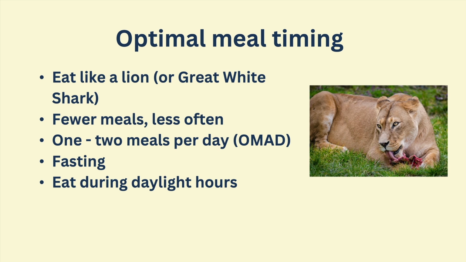Meal timing. And this is what I want people to think about: eating like a lion or a great white shark, rather than a cow that's grazing all day. Lions will eat one or two big meals and then they will just be resting and digesting. So fewer meals less often is the strategy for taking back your metabolism and helping you heal and deal with your visceral fat. One or two meals a day is a great approach, and fasting.